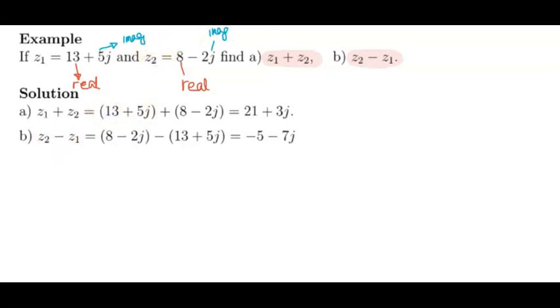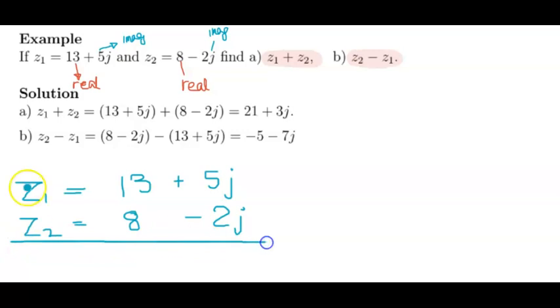Okay. Now to solve this one, let's say we got Z1, which is 13 plus 5j, and we got Z2, which is 8 minus 2j. And we are supposed to add them. So if I add Z1 plus Z2, now I need to add them. 13 plus 8 is how much? Yep. Okay. 5 minus 2 is how much? 3j or I, doesn't matter. Yeah. This is the answer. This is how we do the addition.